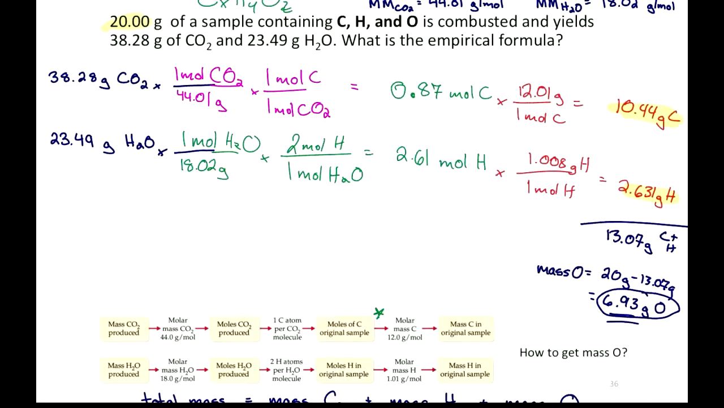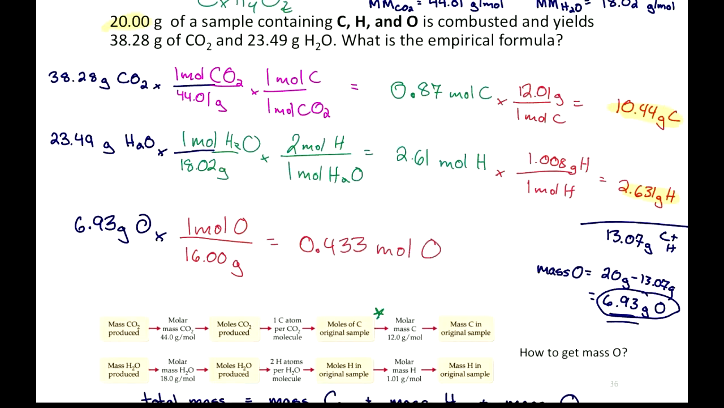So take this number, 6.93 grams of oxygen, and we do the same thing as we did before. All right, it's grams of oxygen, so all we need to do is use the molar mass of oxygen. So 16 grams is 1 mole of oxygen, and then that should be some number, 0.433 moles of oxygen. So I'll highlight all the important things here.